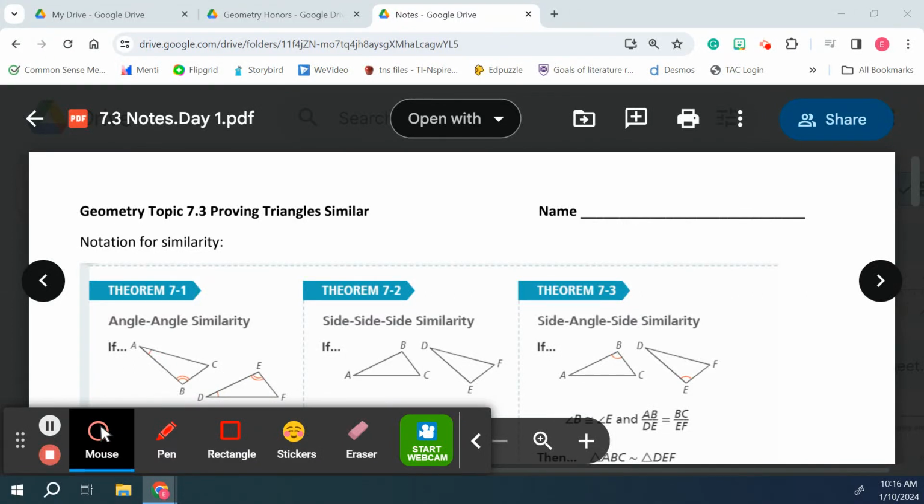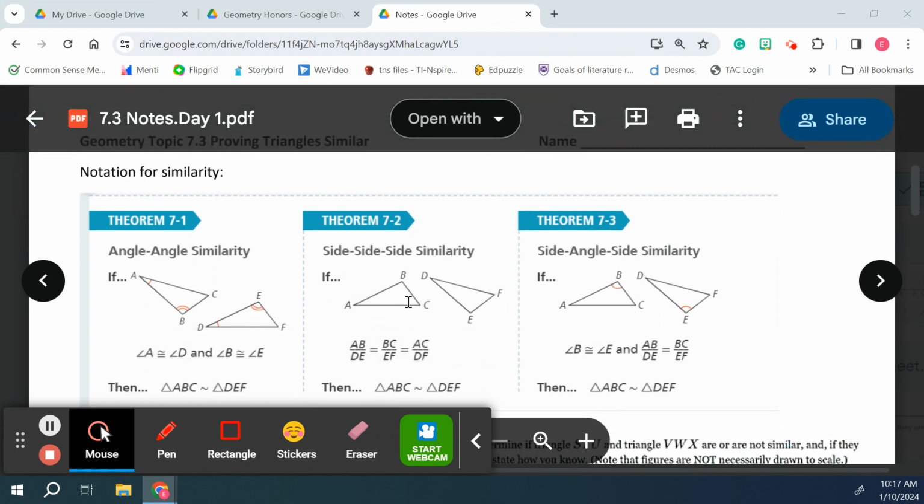Okay, so today we're going to start proving triangles similar. Don't freak out, these are not two-column proofs. But we do need to calculate ratios and see if they're equivalent to see if we have similar triangles. And you're going to see things that are very similar to when we were discussing congruent triangles. So we have the first three theorems here.